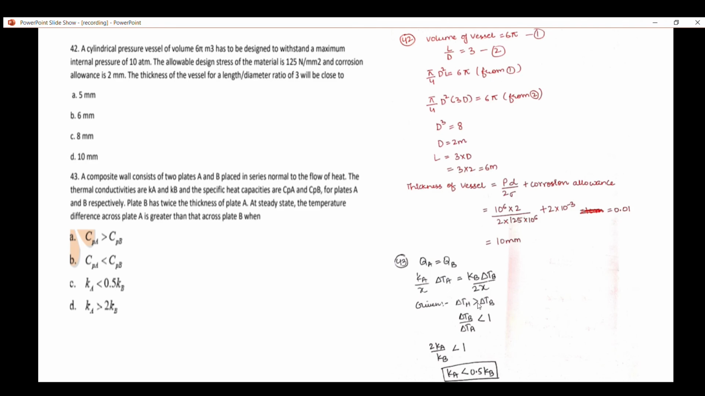If we take this to the RHS, we'll get delta TB by delta TA less than 1. And from the first line, which is Ka by x delta Ta is equal to Kb delta Tb by 2x, from here you can see that delta Tb by delta Ta is equal to 2 times thermal conductivity of A upon thermal conductivity of B. So all we did was substitute it here, and the correct relation is C.